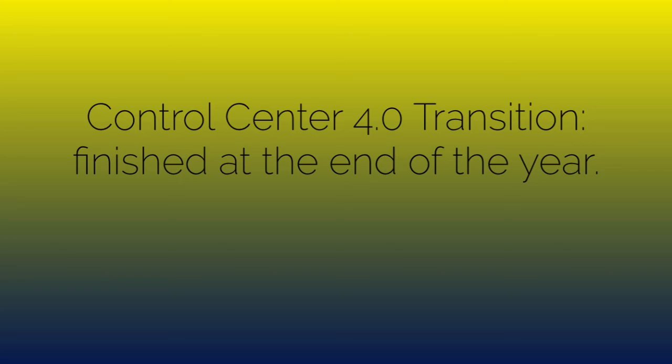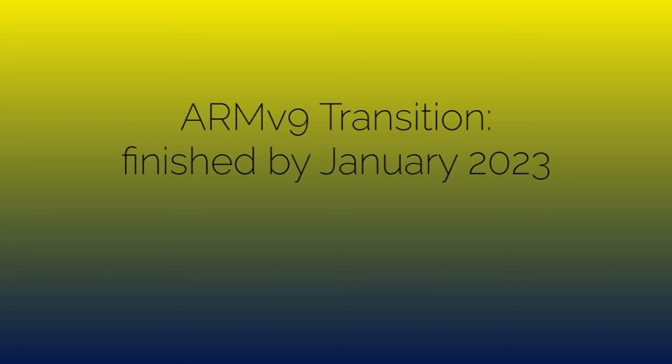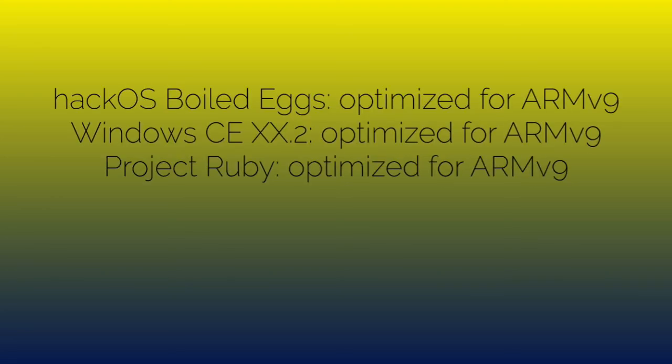And so let's go ahead and talk about the other transitions. The Control Center 4.0 transition finishes by the end of the year. The VVC transition finishes by mid-2022. Third transition, ARM V9, finishes by January 2023. And we're already on a head start. macOS Boiled Eggs, Windows CE 20.2, and the latest alpha of Project Ruby are all optimized for ARM V9.